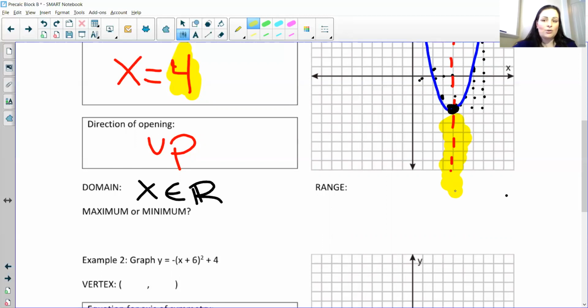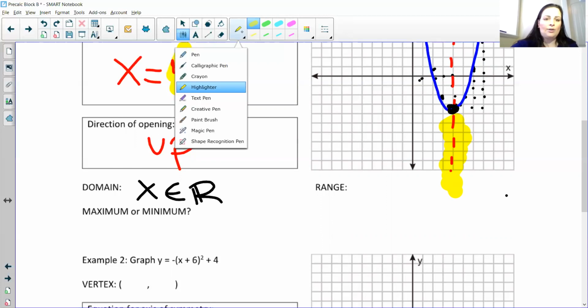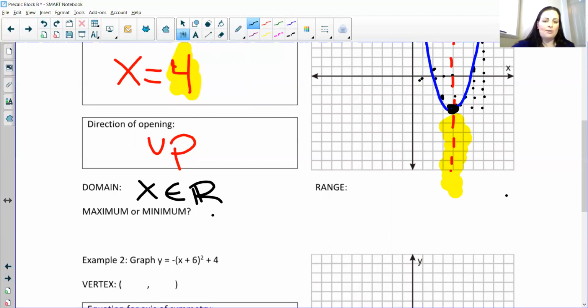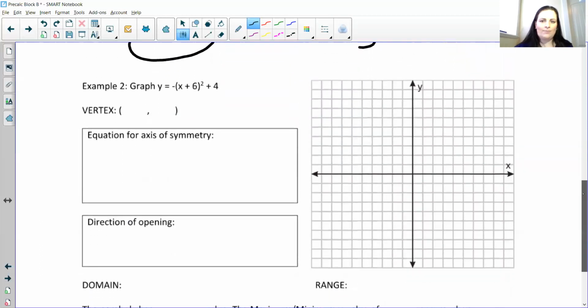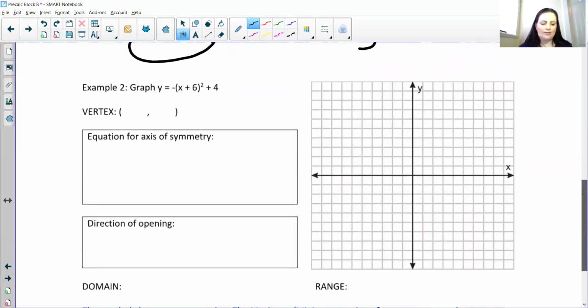And the answer is no. So the minimum most point is the y coordinate of the vertex. So this is a minimum. And the range is y has to be greater than -3. Okay. So pause the video here and see if you can do the next one that has these things together.